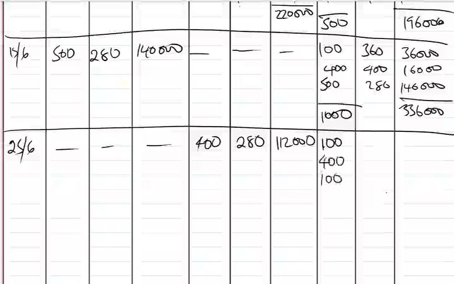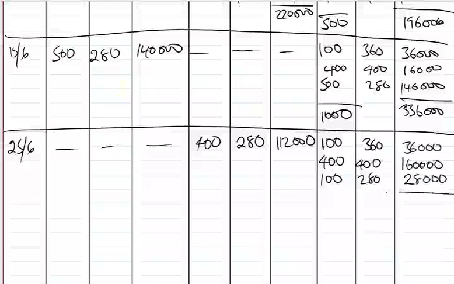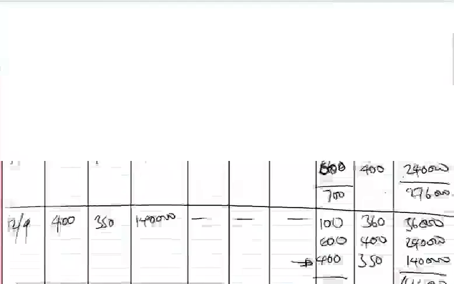in the 500. That means this is 360, 400, and this is 280. So this is 36,000, 160,000, and this is 28,000. If you add 36,000, 160,000, and 28,000, you should find 224,000. That's what's happening. All the transactions have been done.